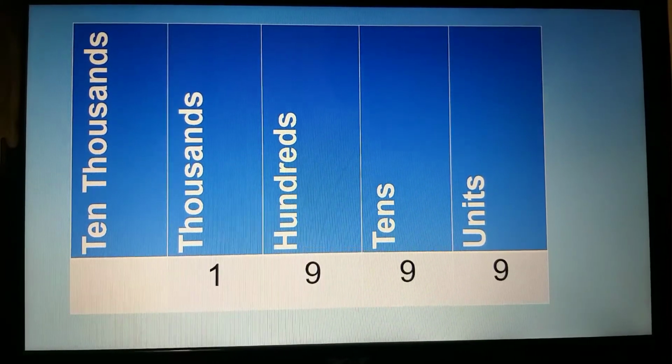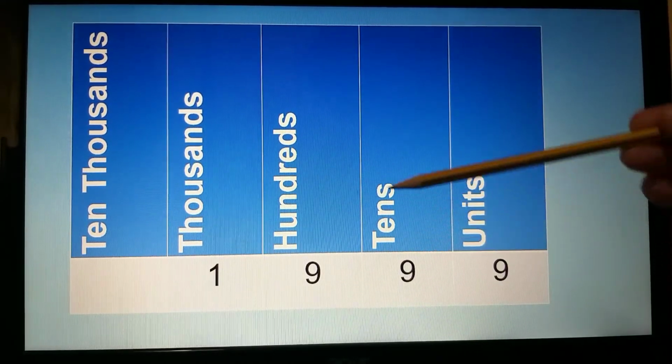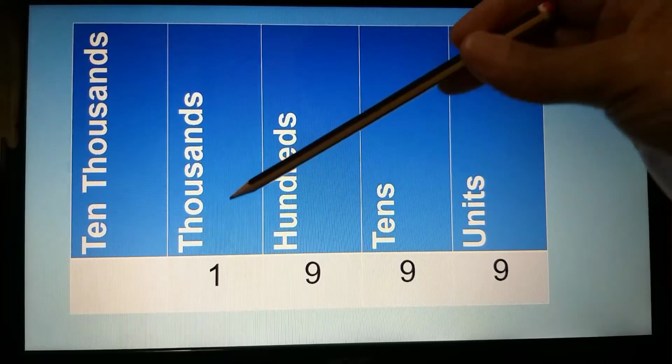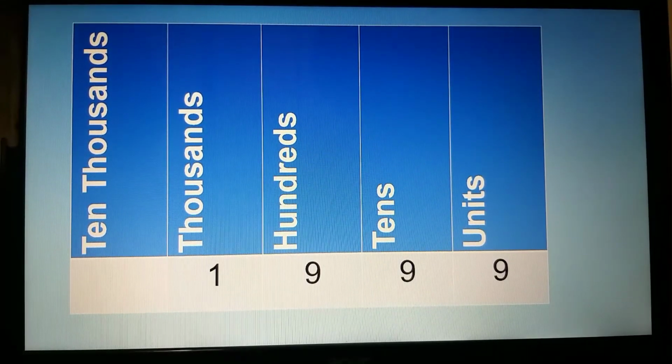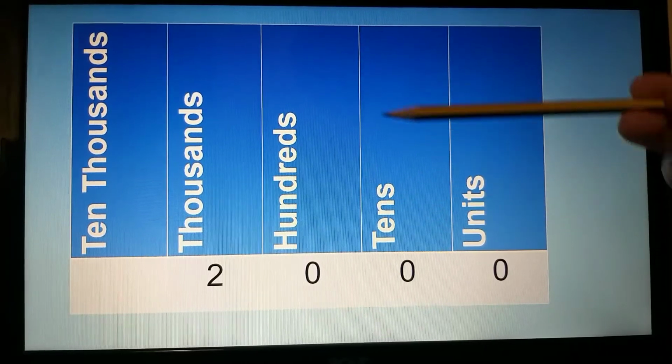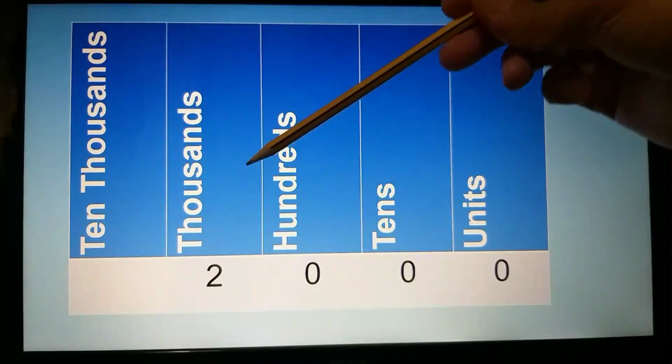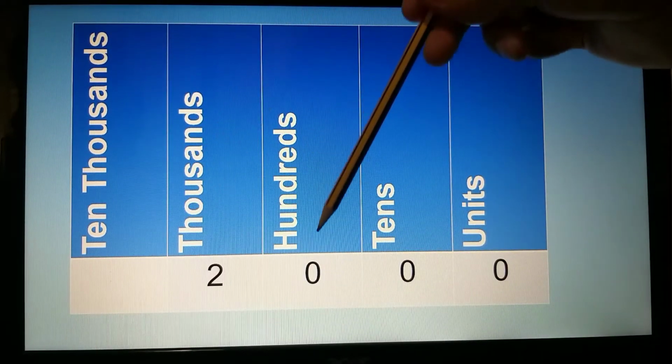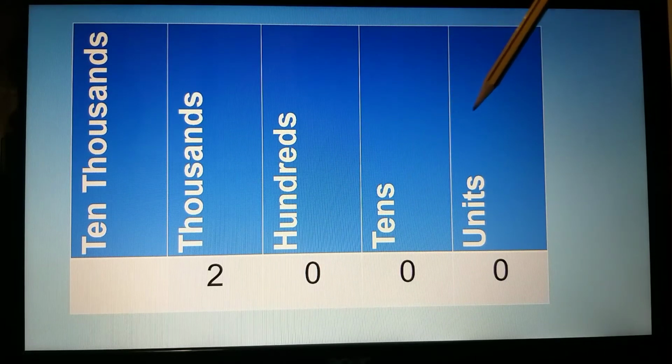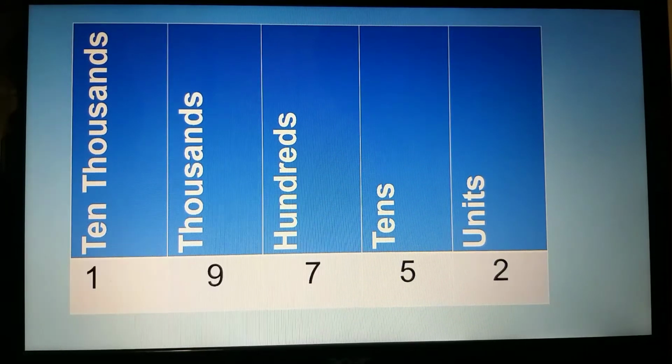We keep on adding. In this number, we have 9 units, 9 tens, 9 hundreds, 1000. So if we add more, look, all these numbers turn into the next stage. Units turned into tens, tens into hundreds, hundreds into thousands. At the moment, we have 2000s, 0 hundreds, 0 tens, and 0 units. And this is the example we started with.